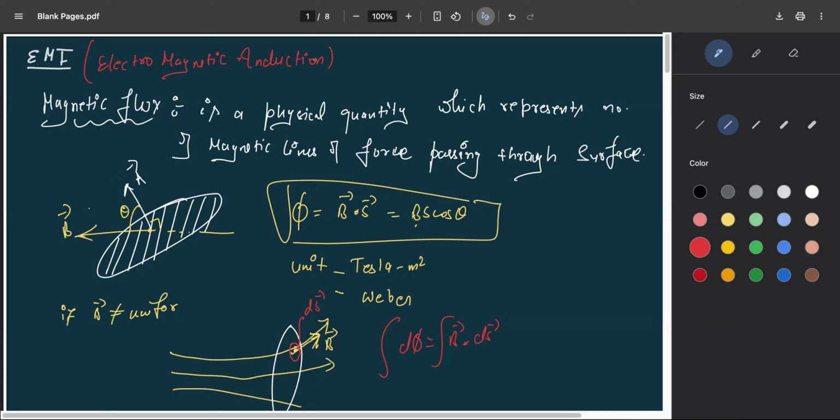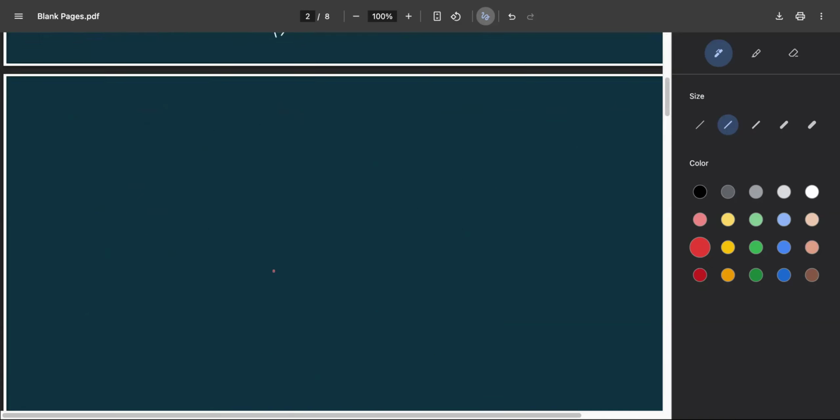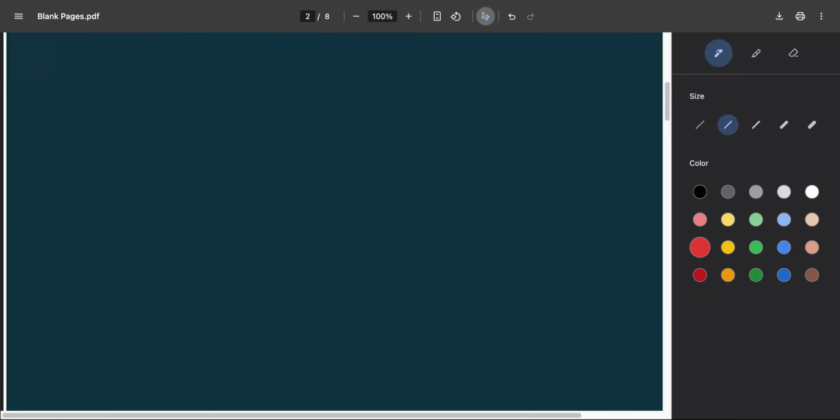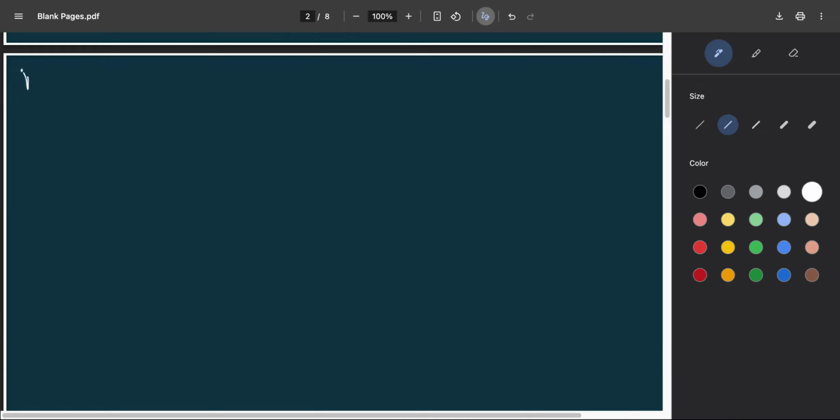So let's talk about the main thing, due to which we are studying this chapter: Faraday's law. If you don't know this law, it means you don't know EMF. Just one statement, and this complete chapter is all about it.